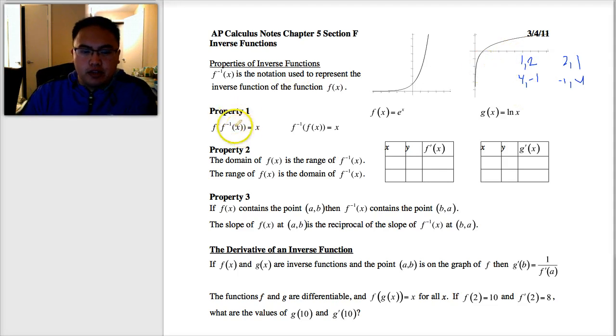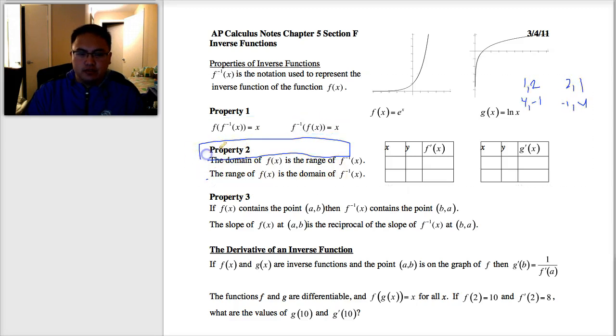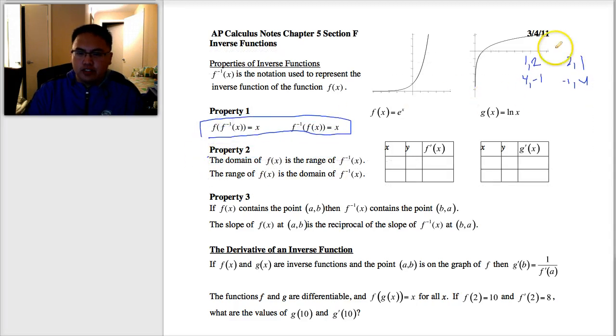Another way to think about it is if I put the inverse inside the function, I get x. Or another way to put it, if I take the function of its inverse, I get x. This is just another definition of inverses. An inverse function you can think of two ways, and that's property 2: the domain, the x, is the y of the inverse, or the y is the x of the inverse.